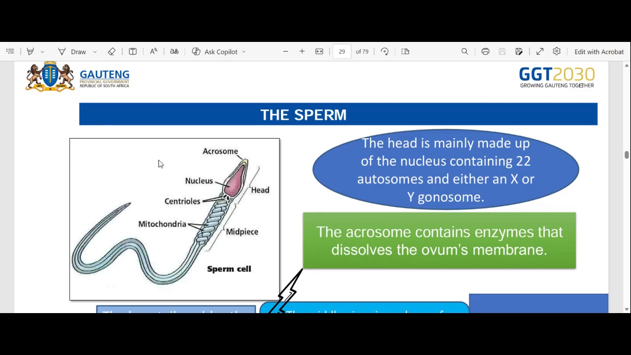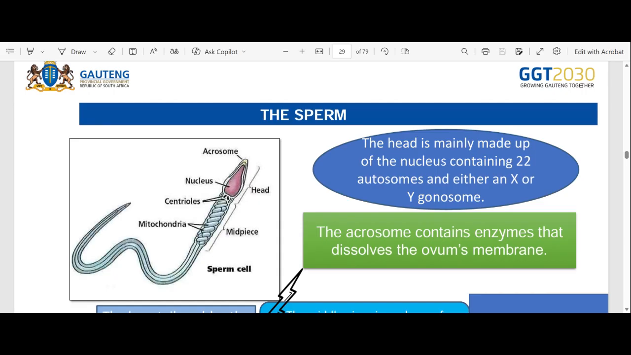So this is the structure of the sperm. Let me just repeat it again. You have your tail, which is responsible for movement. You have the middle piece, which contains the mitochondria, and the mitochondria gives the sperm energy. And the last part is the head. Within the head, we find the nucleus, and the nucleus contains 22 autosomes and either an X or a Y chromosome.